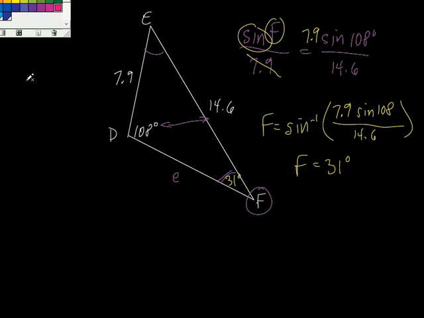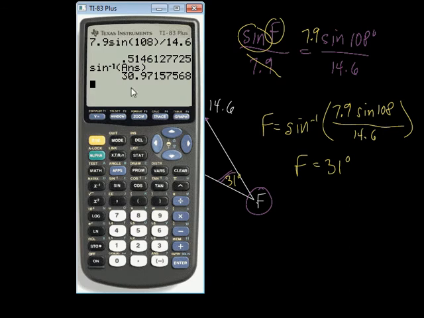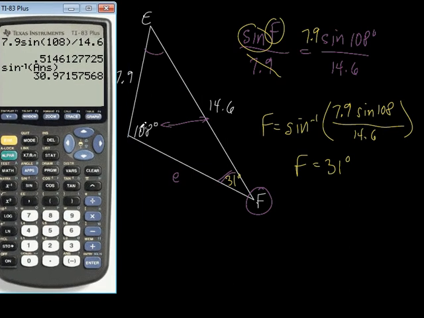What else do we have to find? I've got to find E, this little e, and angle E. But angle E would be really easy. I don't have to do any trig to find angle E now, would I? Because look, I've got 108, I've got 31. What do I do to find angle E?